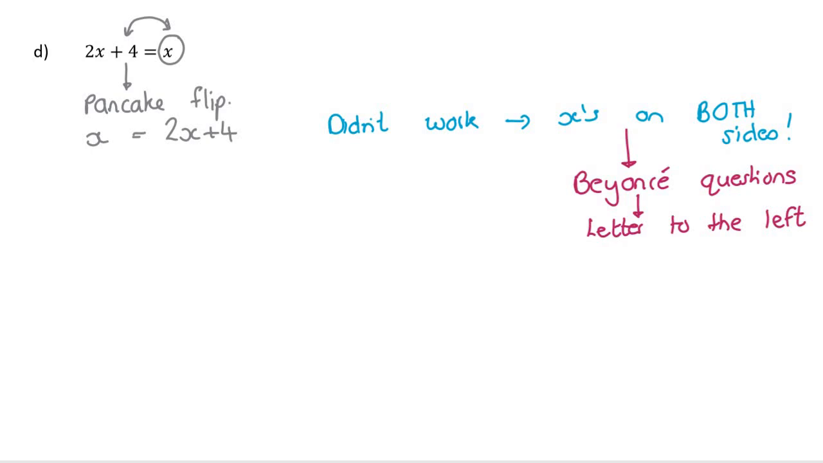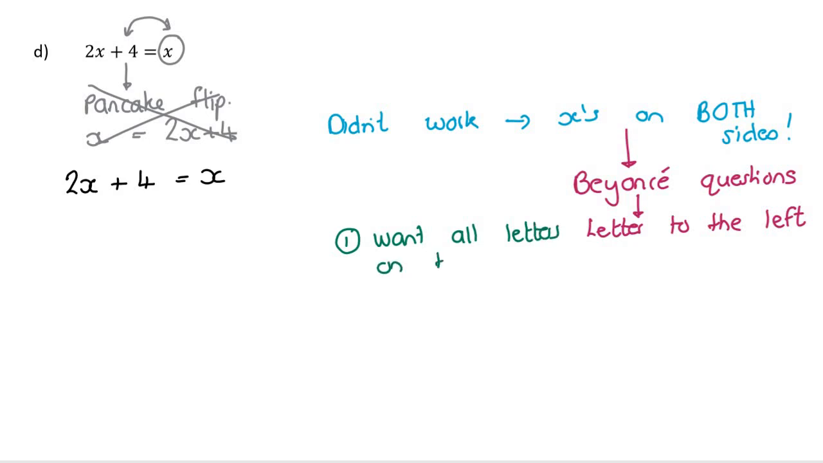So this pancake flip thing didn't work, so I'm going to start again. So what was the original question? The original question was 2x plus 4 equals x. So the first thing I do is I say to myself, oh gosh, this is a Beyonce question. And so my first step is I want all my letters on the left. So I immediately say to myself, which letters are in the wrong place? Now I've written: I want letters on the left. So in order to do this, I identify all letters in the wrong place.